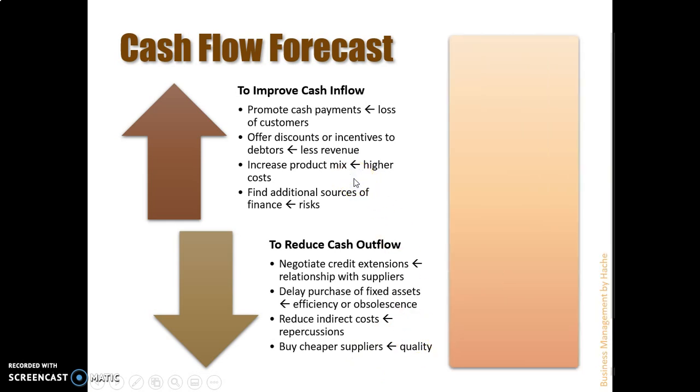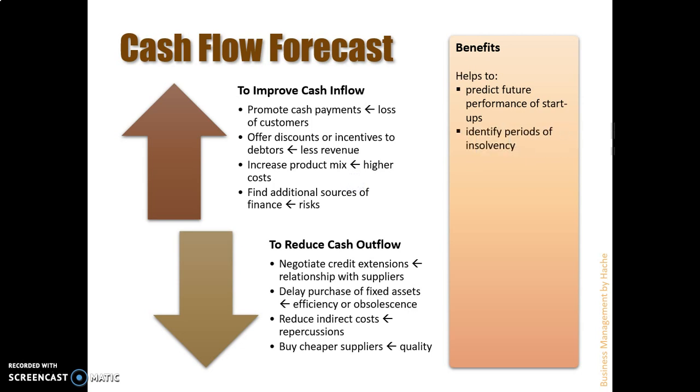What are the benefits and limitations of the cash flow forecast? In benefits, we can mention that it helps to predict the future performance of startups. If you are a beginning business, you can see how well you're going to do before you actually start working, which is amazing. You can also identify periods of insolvency, like the one we saw in November. Seeing that beforehand will help you plan ahead.